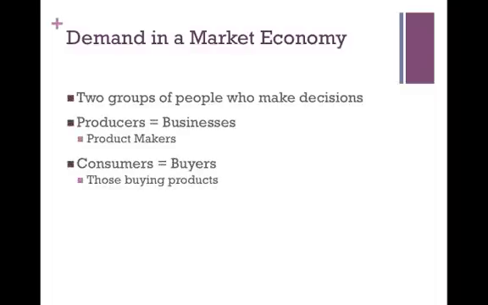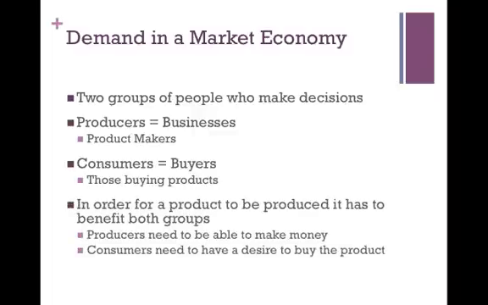First, you need to know what producers and consumers are. Producers are the people that make the product. They are the people that start the businesses. Consumers are the people that use that product, or the people that buy that product. And it is the interaction between producers and consumers, business owners and buyers of the product, that ultimately determines the price in a market economy.